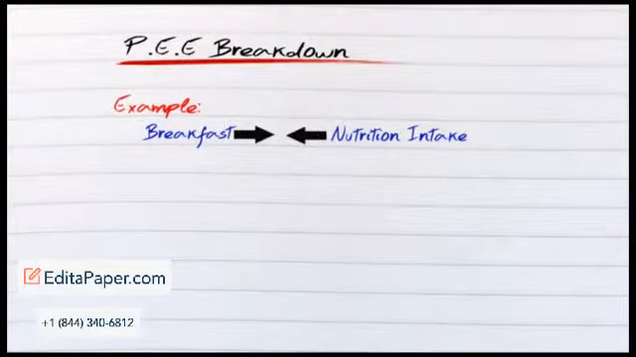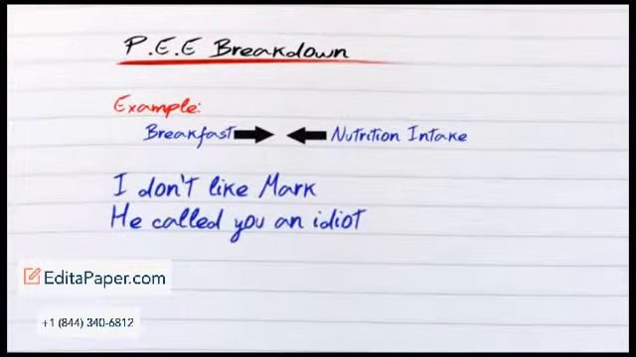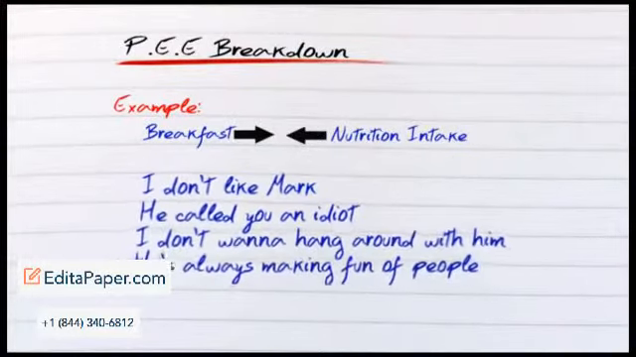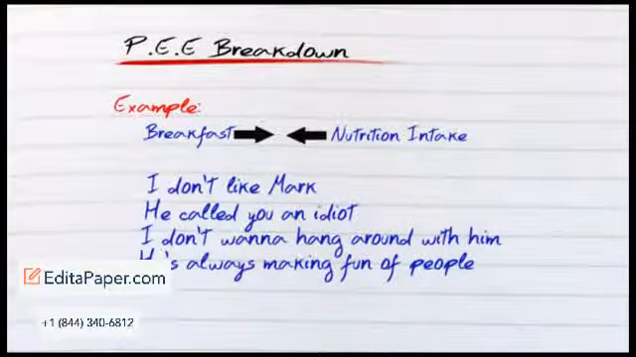So for example, if I take a very simple statement, I don't like Mark, he called you an idiot, I don't want to hang around with him, he always makes fun of people. So we have a very simple, believe it or not, PEE point. I've made a point in saying I don't like Mark. I've supported it by the fact that he's called you an idiot, and that's actually my quotation because I'm actually quoting something that Mark has said.